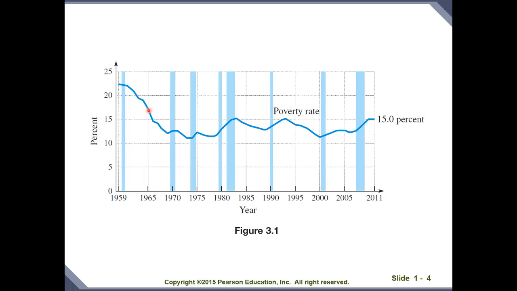In 1965, there is just one poverty rate. In 2000, there is just a single poverty rate. Every input has just one output.